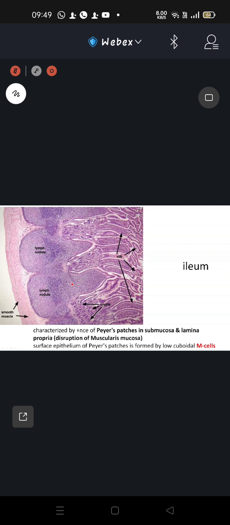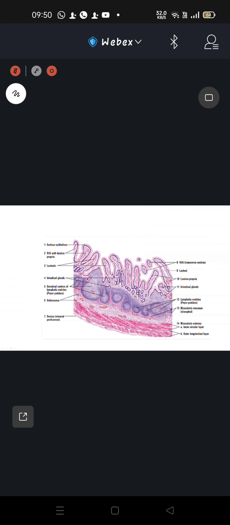And we'll discuss how the surface cells lining these Peyer's patches are formed by a different type of cells, which are low cuboidal cells known as M cells or microfold cells. This is also characteristic. The lining epithelium over the Peyer's patches is of microfold cells. So here you can appreciate these.